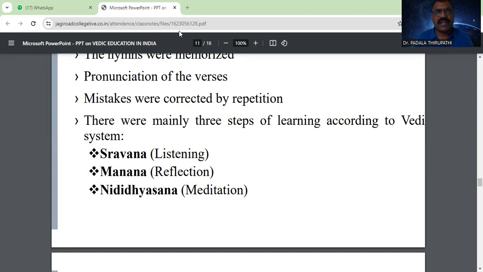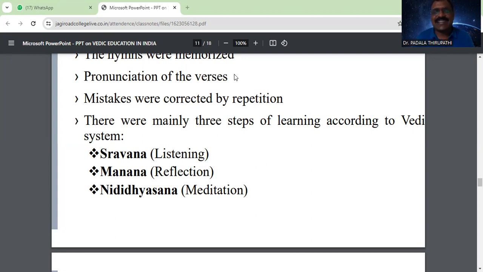Say it: Sravana, Manana, Nididhyasana. These are the three steps for learning in the Vedic period or Vedic system. Can anybody tell? Sravana, Manana and Nididhyasana. Please say it, nobody is saying. Sravana, Manana, Nididhyasana. Very good, my dear friend.